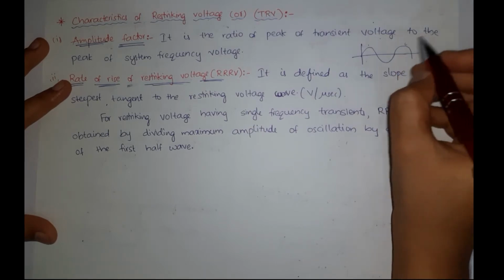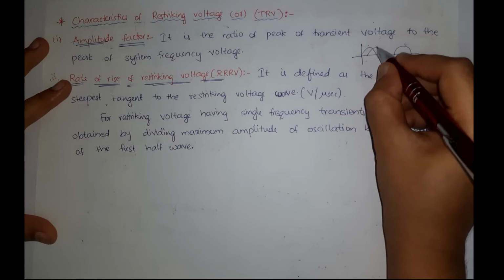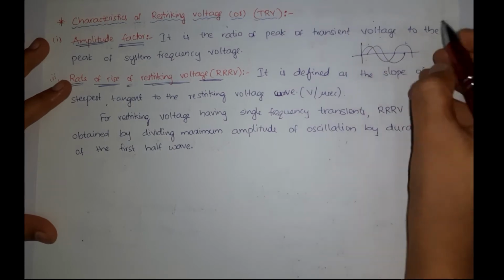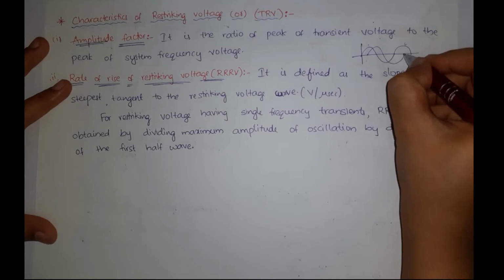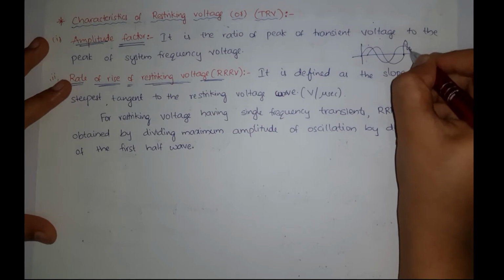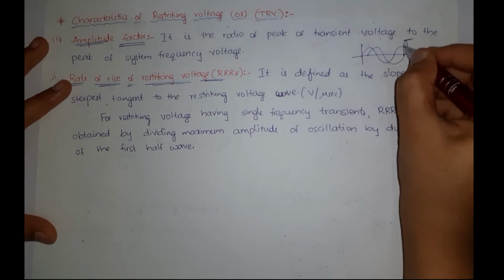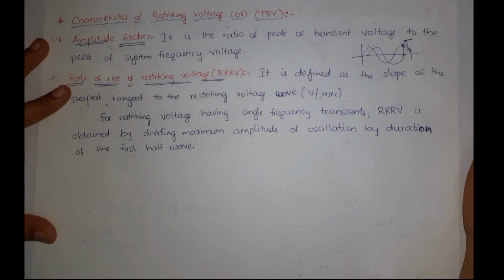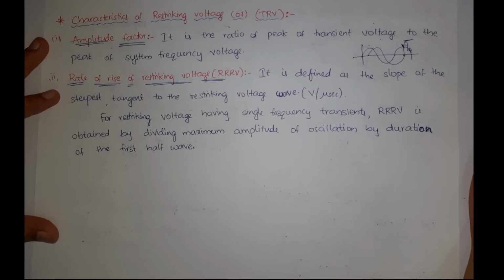If this is my system voltage and during current 0, if the arc voltage goes to this point here, right, it's going to be like this, right? So the ratio of this point to this point is nothing but the amplitude factor. So hope you have clearly understood. So now next, go to the next point.